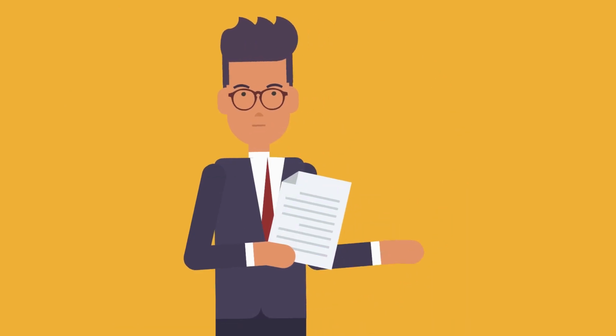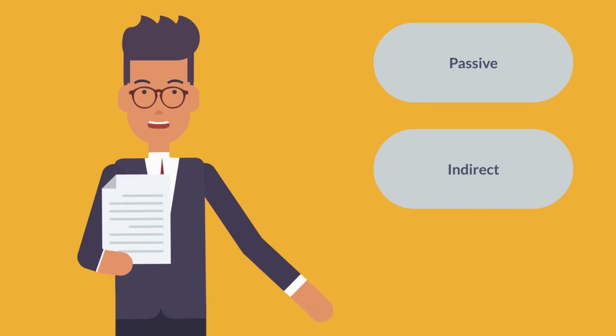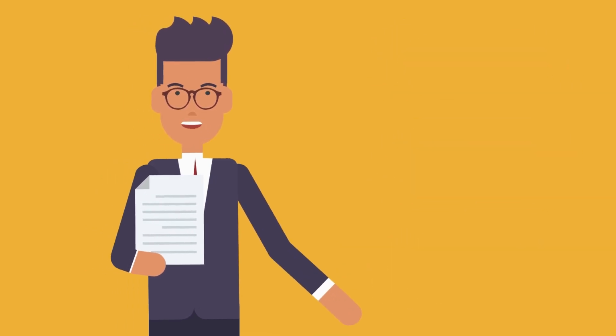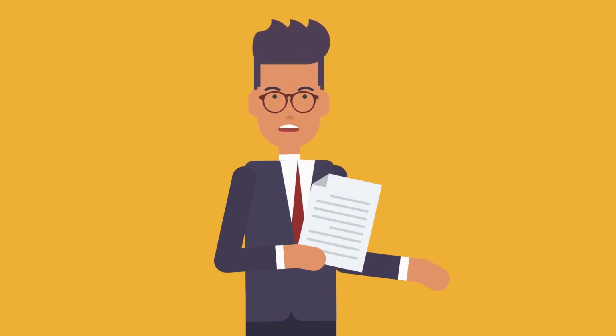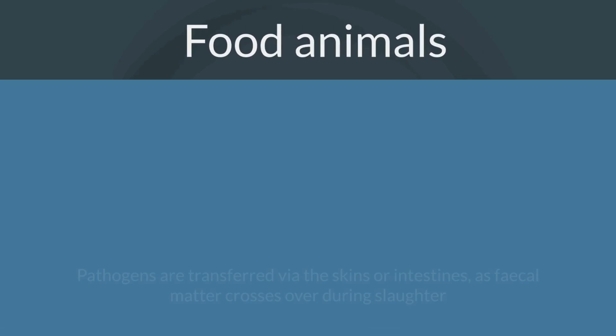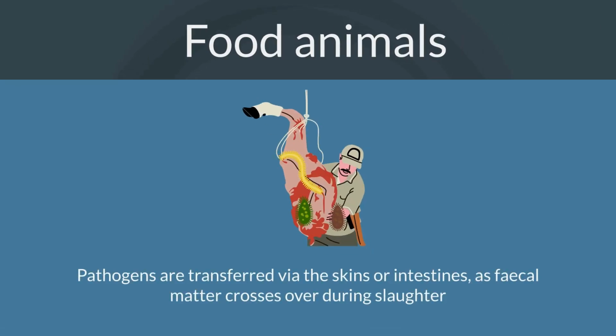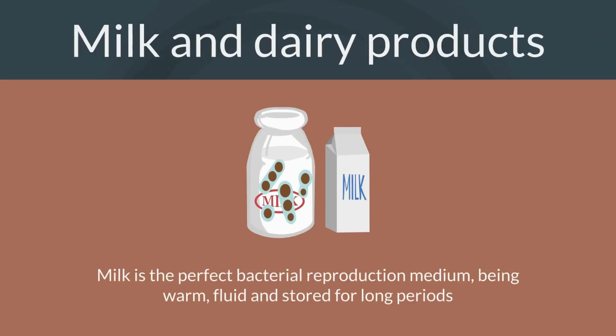Bacteria can enter food by 3 main methods: passive, indirect, and direct. Direct and indirect cross-contamination will be discussed in more detail later, but passive contamination occurs via several routes. Food animals. Pathogens are transferred via the skins or intestines as fecal matter crosses over during slaughter. Milk and dairy products. Milk is the perfect bacterial reproduction medium, being warm, fluid and stored for long periods.